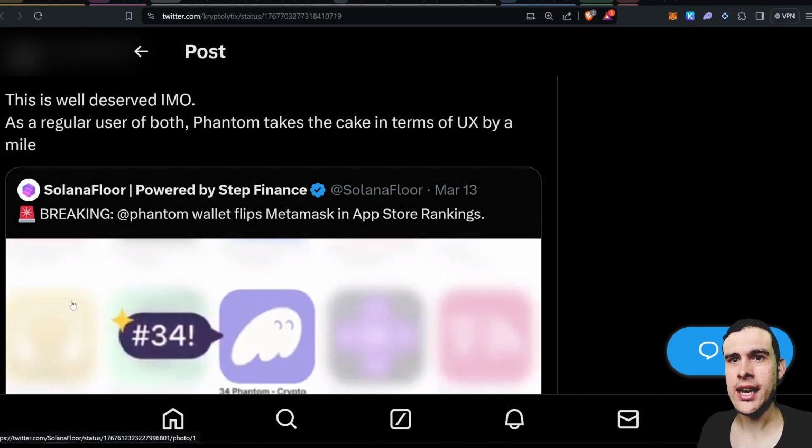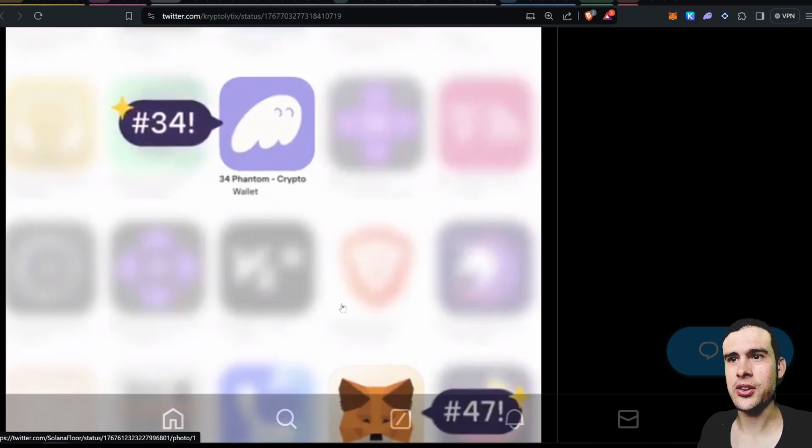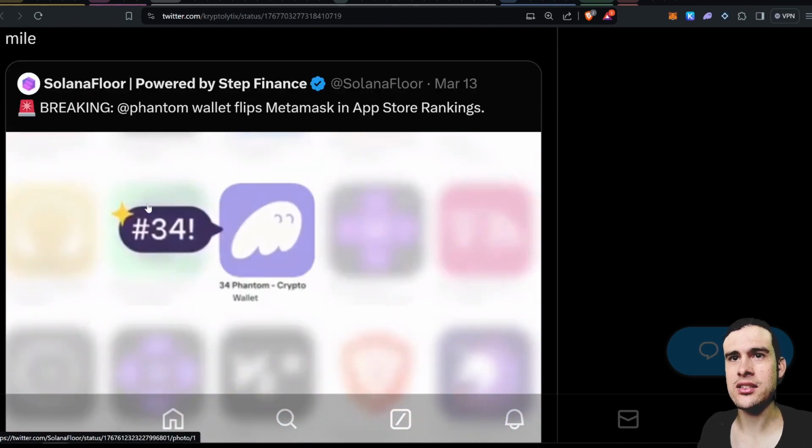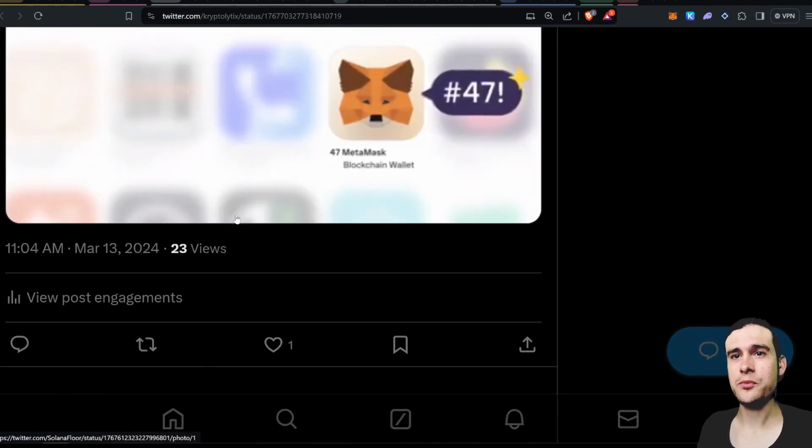Also, another thing that I thought was quite interesting is that the Phantom wallet on the Apple App Store has moved up above MetaMask in ranking. So MetaMask is now 47 and the Phantom wallet is 34. So well deserved, I think. Phantom wallet is significantly better than MetaMask wallet in my opinion.